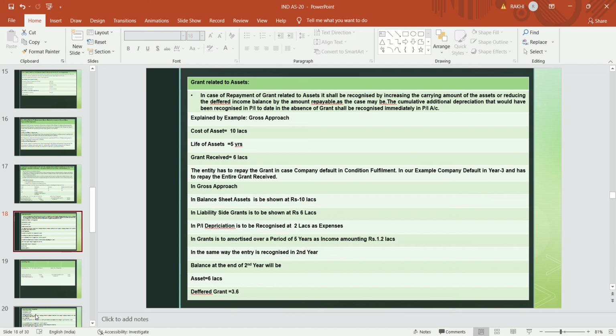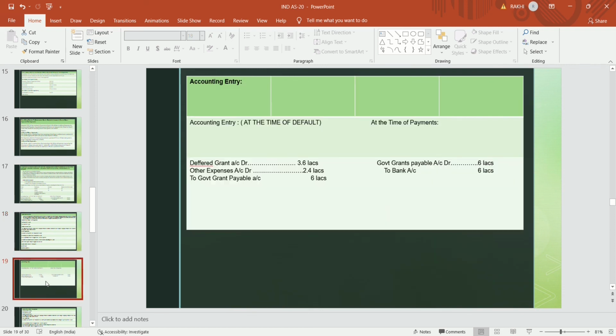So this is the balance at the end of 2 years, and in the third year the company does not fulfill the condition, so it has to repay. At the time of default, they will make the entry: whatever the grant balance is there, they have to reverse that, deferred grant account debit 3.6. They have to make a liability for government grant payable, that is 6 lakhs, and the other remaining balance is to be other expense.